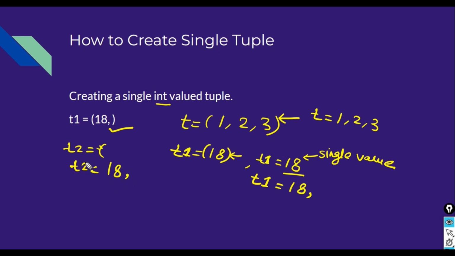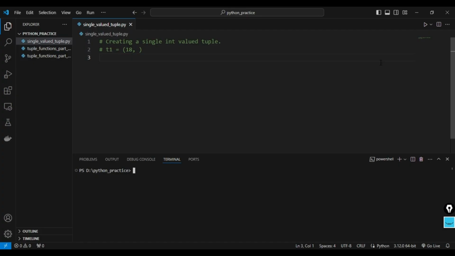For example, you want to define one single value tuple containing a string, then you have to use here something like Pune and you have to give a comma, right? This tuple consists of only one string data type. So we will see this practically. Now we will see creating a single value tuple practically.